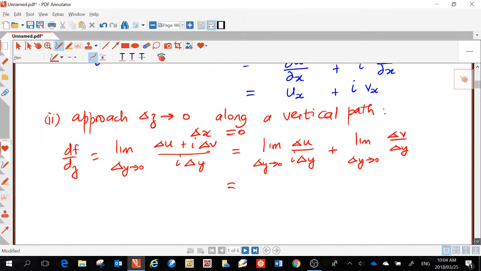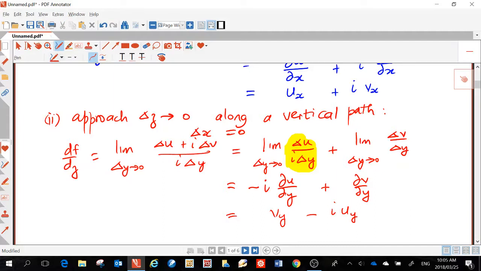Now notice this first part has got a 1 over i. You see the 1 over i here? So what is 1 over i? Indeed, it is minus i. So this becomes minus i del u del y, plus, the i's have cancelled off, so this is simply del v del y. Or you may write this as v_y minus i u_y. This is another way to write the derivative.